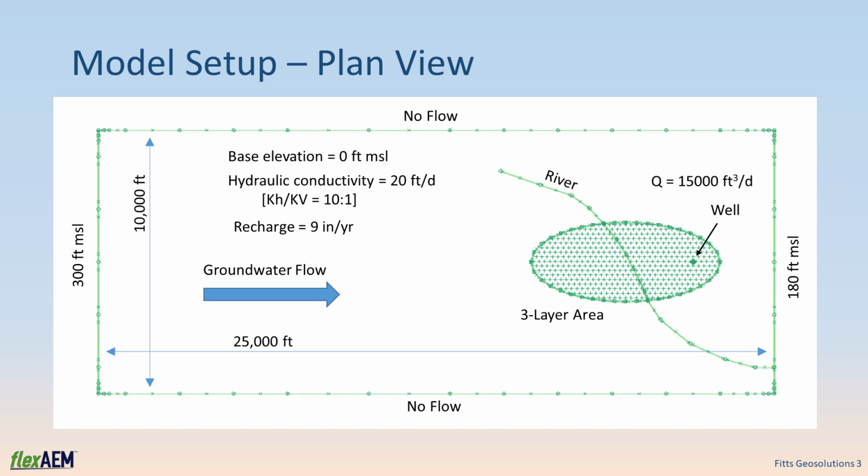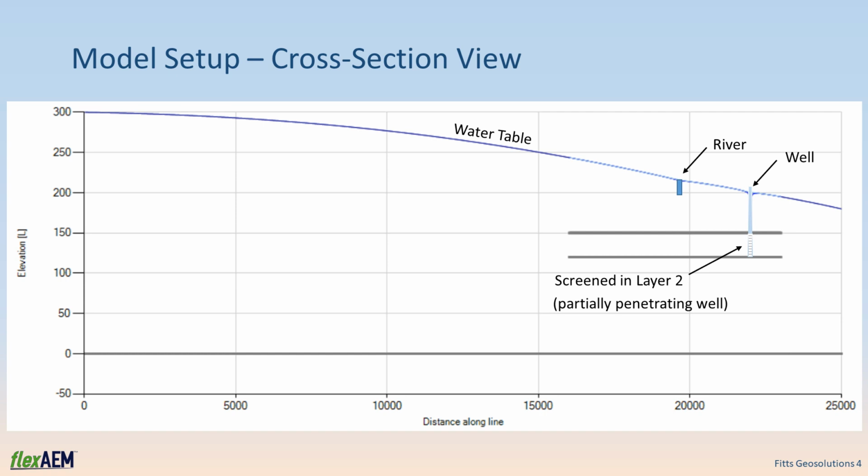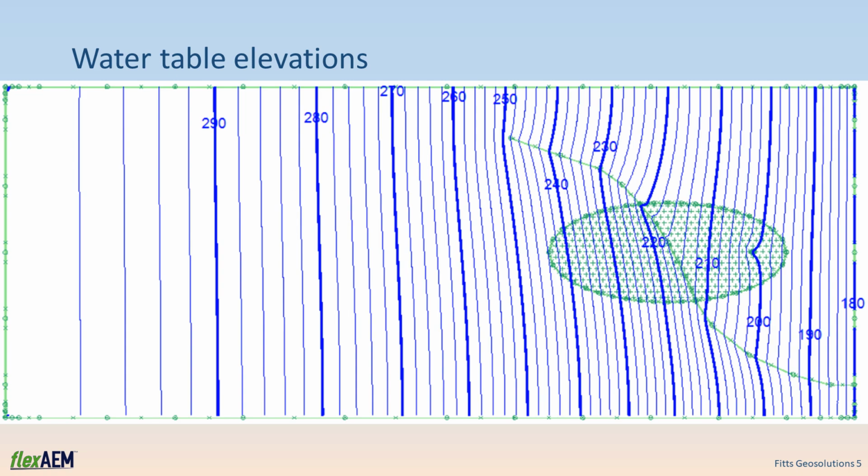Aquifer recharge is set at 9 inches per year, and the well is pumping at a constant rate of 15,000 cubic feet per day, or a little over 110,000 gallons per day. The cross-section view from west to east shows that the well is screened over a 30-foot interval in layer 2 of the model. This means that the well is partially penetrating, and the three-dimensional flow near the well will factor into the pathline tracing. The flow solution with the well pumping shows a water table that slopes from west to east. This means that the zone of contribution will be located up gradient, west of the well.